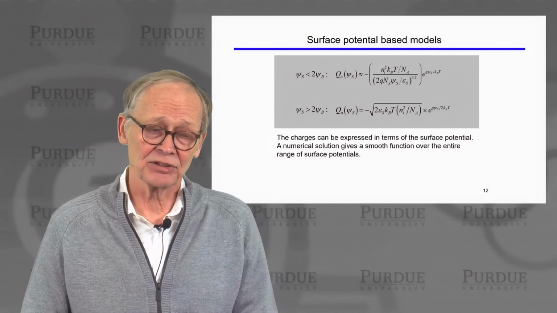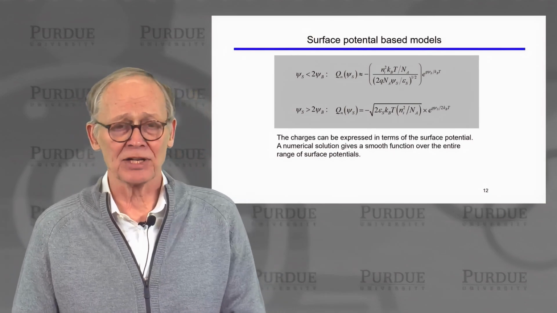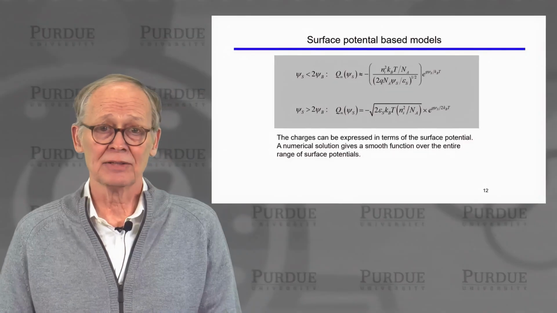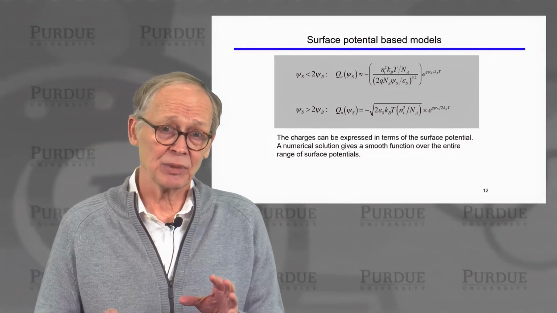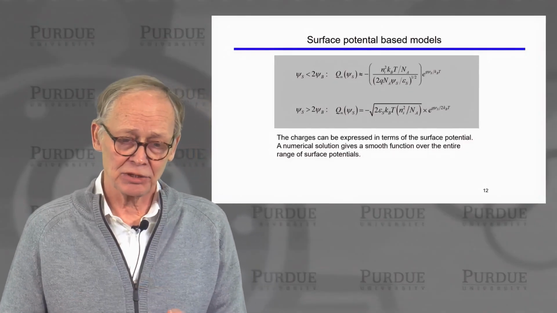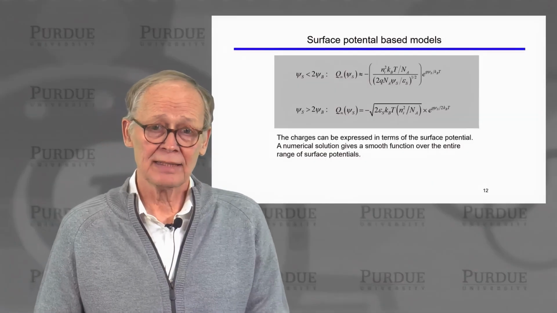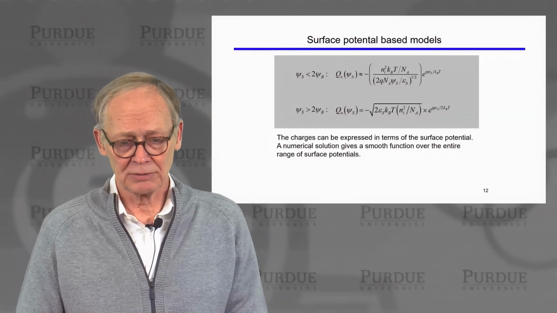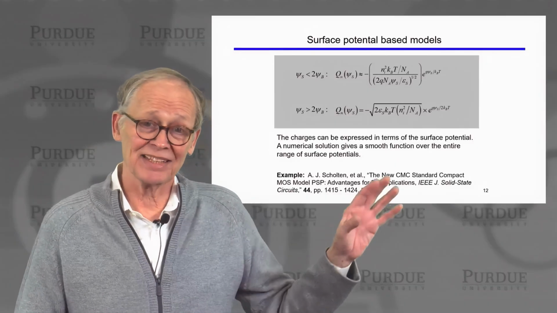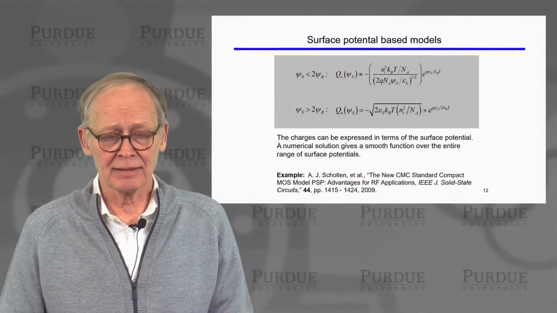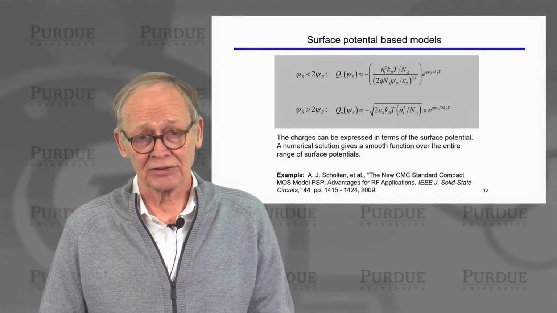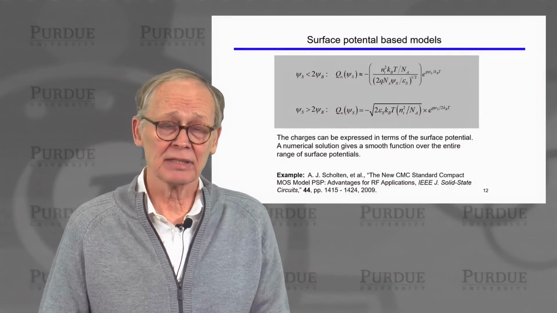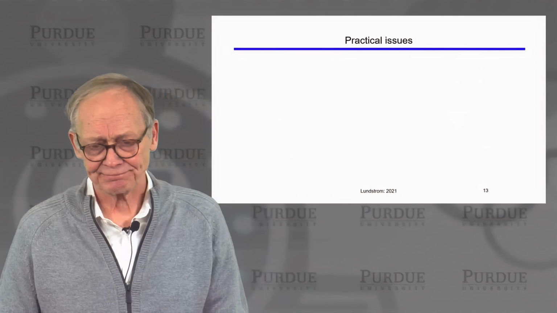The resulting equations need to be solved in general numerically. People have developed clever techniques for doing it approximately, but if we base our charge models on the surface potential, then we can get a smooth model that goes all the way from below threshold to above threshold. If you want to see an example of a model like that, the PSP model is one example. It's another industry standard model that is used today.